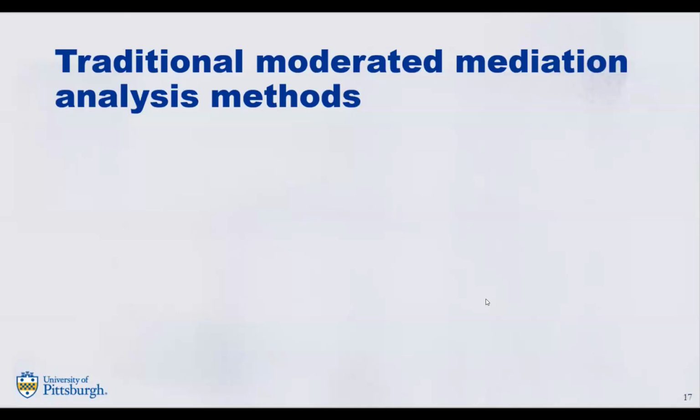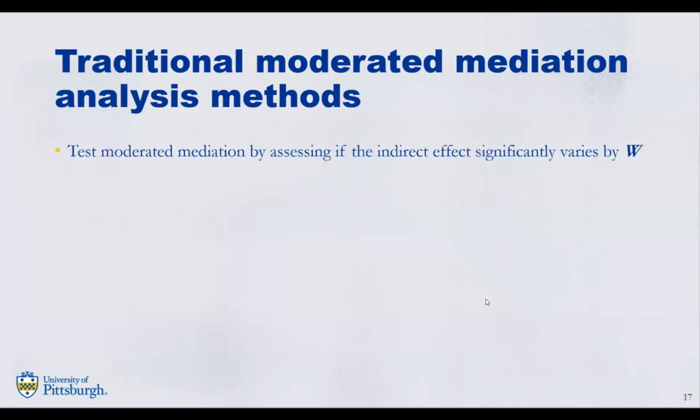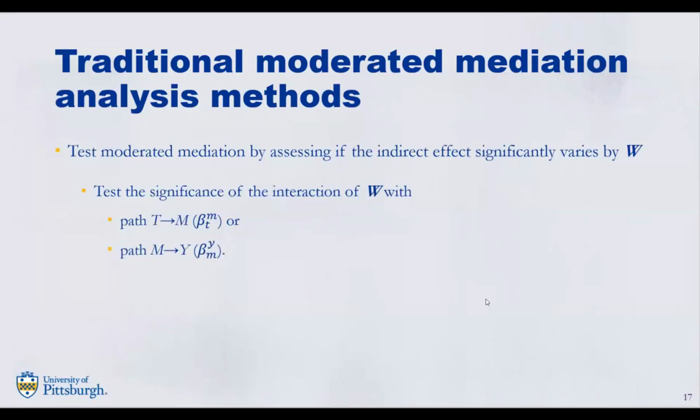And so earlier we discussed how to estimate the moderated mediation. To assess if the mediation mechanism is significantly moderated, we may assess if the indirect effect significantly varies by moderators, and several methods have been proposed. The first is to test the significance of the interaction of the moderator with the path from the treatment to the mediator or the path from the mediator to the outcome. However, researchers have proved that this is not equivalent to the significance of moderated mediation. So this approach is problematic.